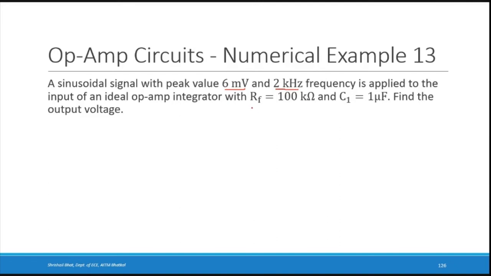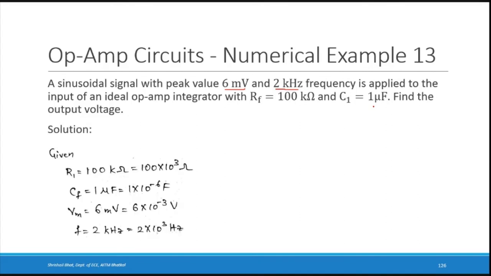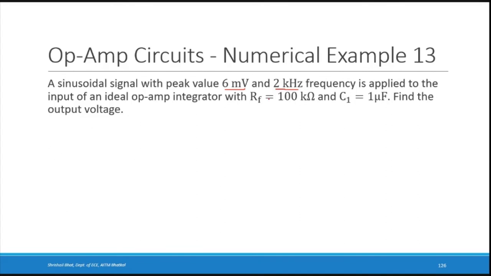Then resistance and capacitance are given. RF and C1 are given, so this has to be R1. In case of an integrator, you have R1 and CF, right? R1 is 100 kilo ohms and CF is 1 microfarads. You are asked to find the output voltage. So how to get that?